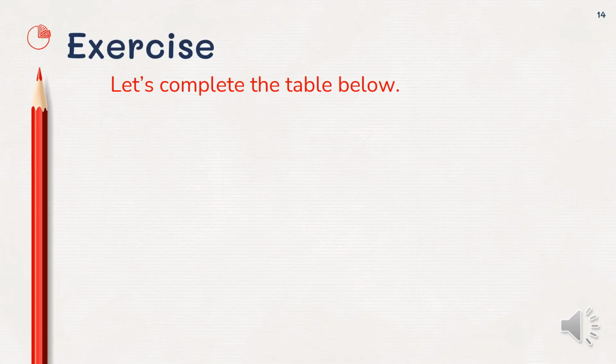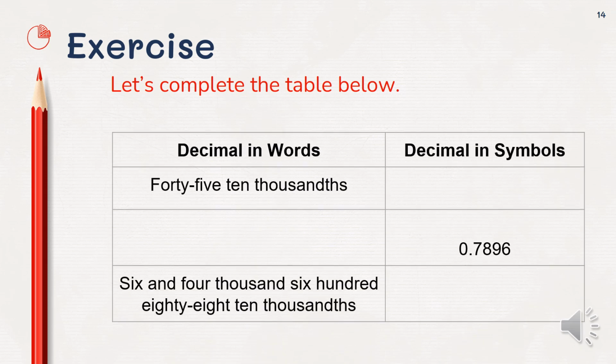Now, let's have an exercise. Let's complete the table below. We have a table which has 2 columns, the decimal in words and decimal in symbols. The first one is 45 10,000ths. It's in words. What is it in decimal in symbols? Correct. You can write it like that: 0 and 45 10,000ths.